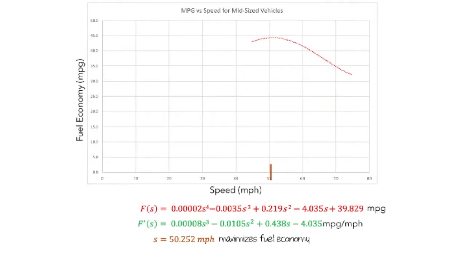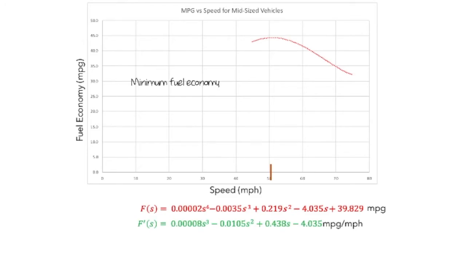Here's the graph of the fuel economy versus speed, the original graph. And we can see that it hits its maximum value when the speed is 50.252 miles per hour. Now, what about finding the minimum fuel economy?